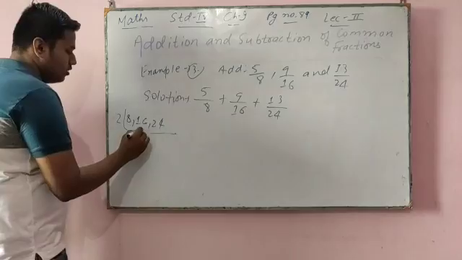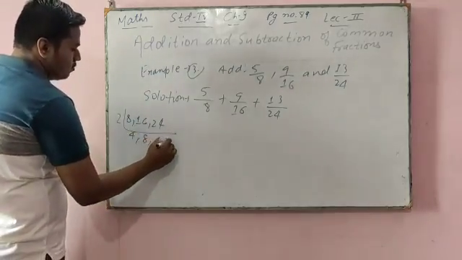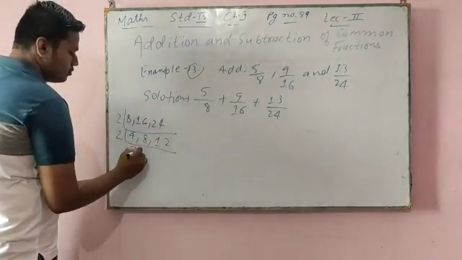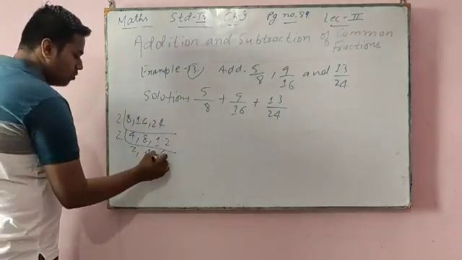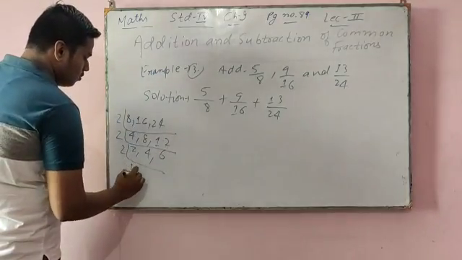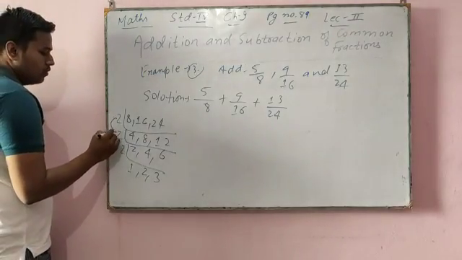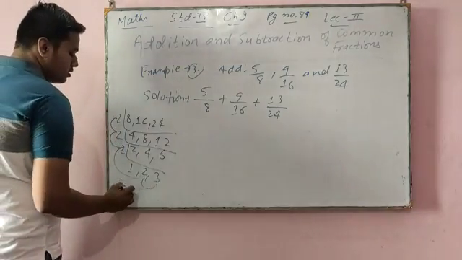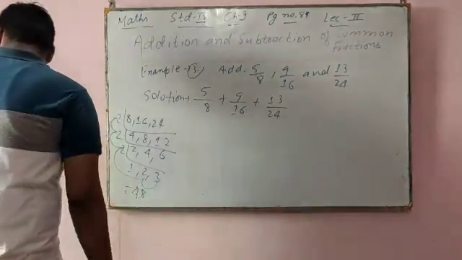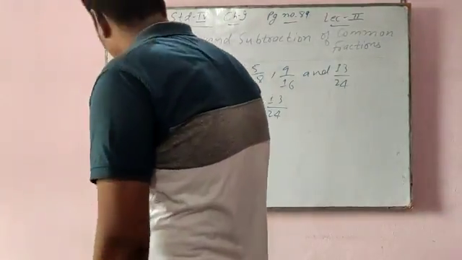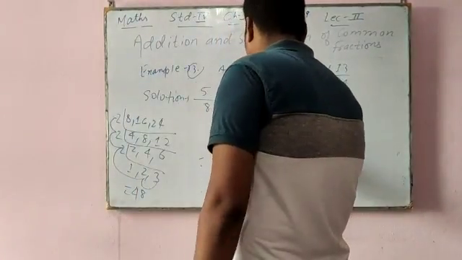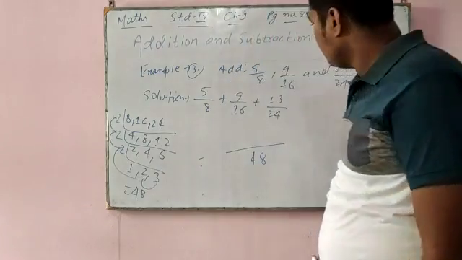2 times 4, 8, 2 times 8, 16, 2 times 12, 24. 2 times 2, 4, 2 times 4, 8, 2 times 6, 12, 2 times 1, 2, 2 times 2, 4, 2 times 3, 6. So LCM will be 2 into 2, 4, 4 into 2, 8, 8 into 2, 16, 16 into 3, 48. So the LCM is 48.